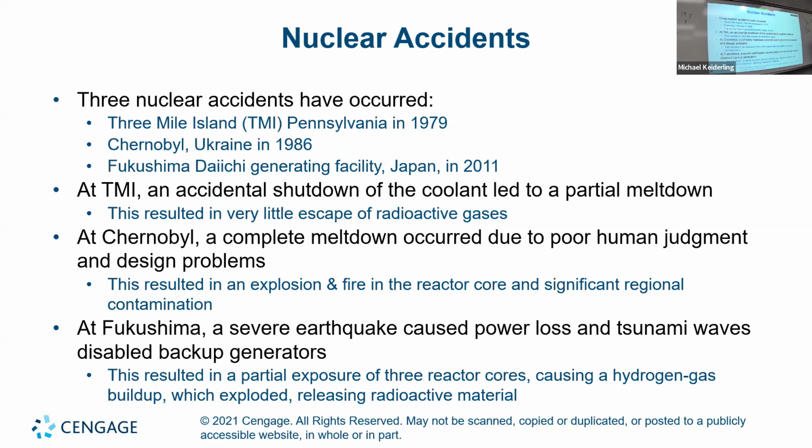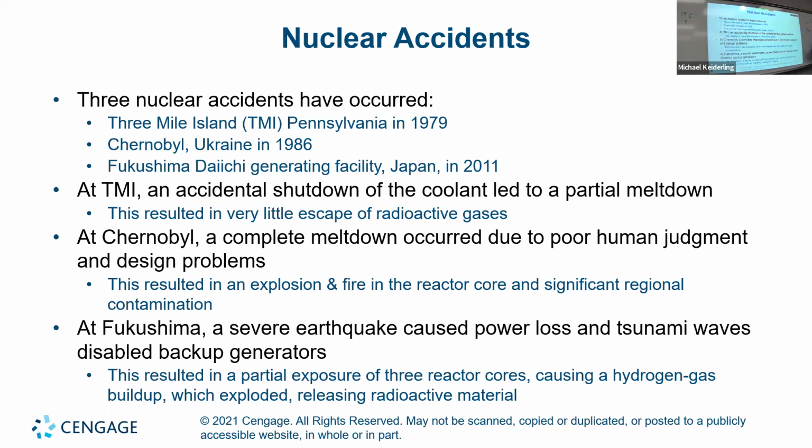So three large-scale nuclear accidents have occurred. There have been a few small ones with test reactors and stuff, mostly back in the 50s and 60s. Three Mile Island in Pennsylvania in 1979: an accidental shutdown of coolant led to a partial meltdown, and it was basically entirely contained. Nothing dangerous. It was a big scare, but nothing dangerous was actually released.